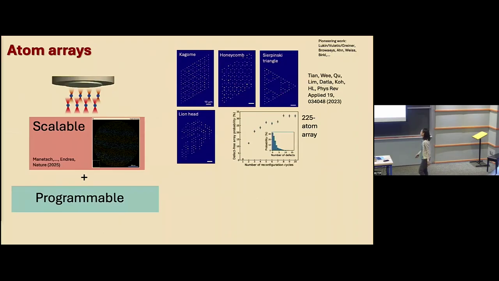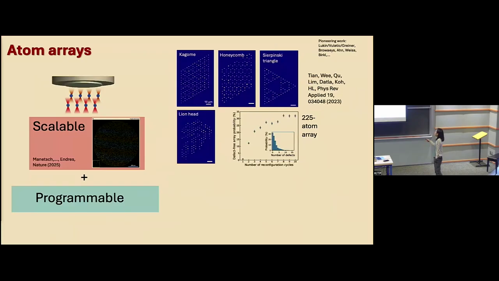There are many things that you can program with these neutral atom arrays. You can arrange them in all sorts of different geometries. Here I show a few pictures from my laboratory with the Kagome, honeycomb, and Sierpinski triangle. You can see a lot of these geometries are very inspired by condensed matter physics problems. And because you want to use these atom arrays for quantum simulation, it's important to start off with defect-free arrays to begin with. Otherwise, it's not very meaningful to write down a Hamiltonian if you've got defects.